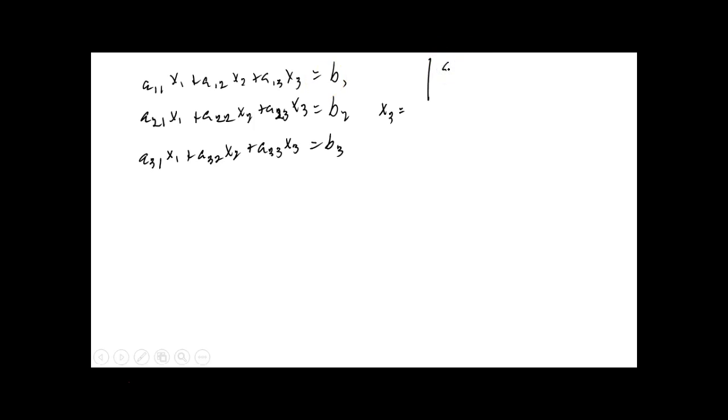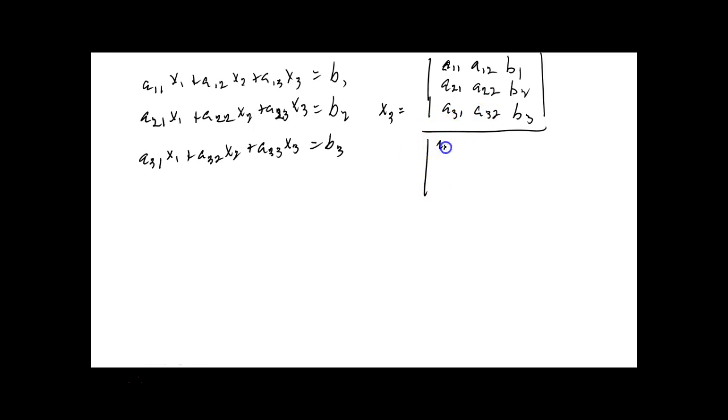Okay, so it's, goodness gracious, A11, A12, then do a B1, A21, A22, B2, A31, A32, B3. That's your numerator. Your denominator is your coefficient matrix. Determinant of that: A11, A12, A13, A21, A22, A23, and A31, A32, A33.